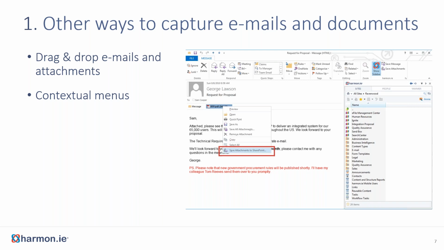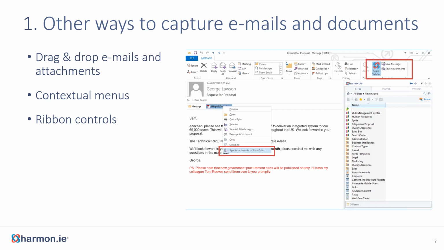If there's required metadata, the user will be prompted for it. So it will all fall in line with a consistent end result, but also give you different ways to actually capture that content. Likewise, we can also use ribbon controls as well. So Harmony actually integrates to the ribbon at the top of Outlook.